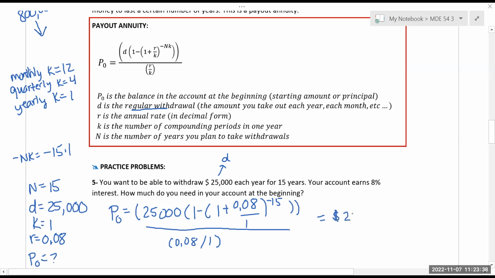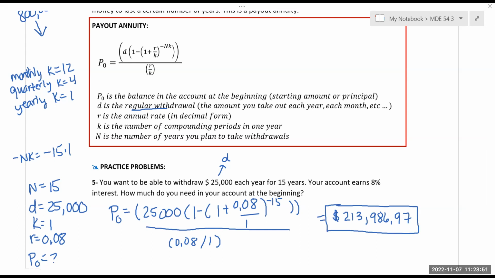So I end up getting 213,986.97. And if you put that in, you can withdraw that 25,000 every year for 15 years.